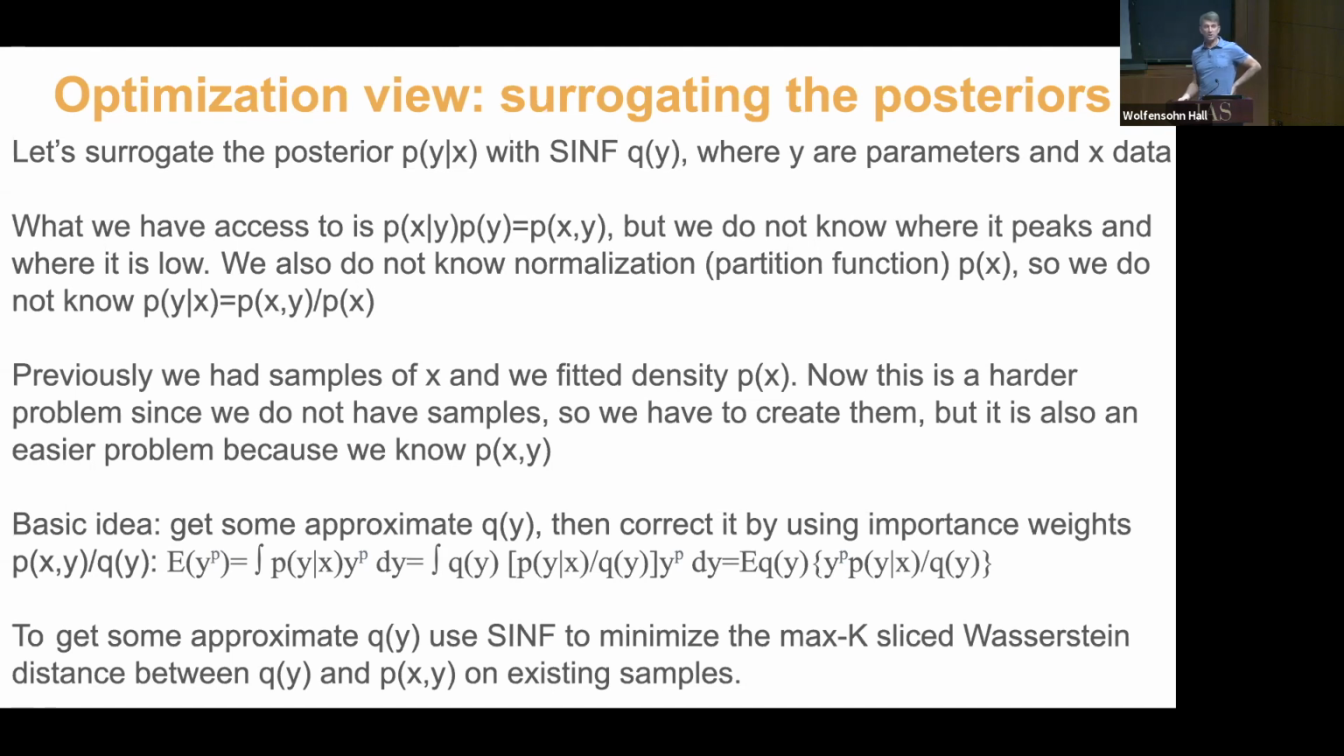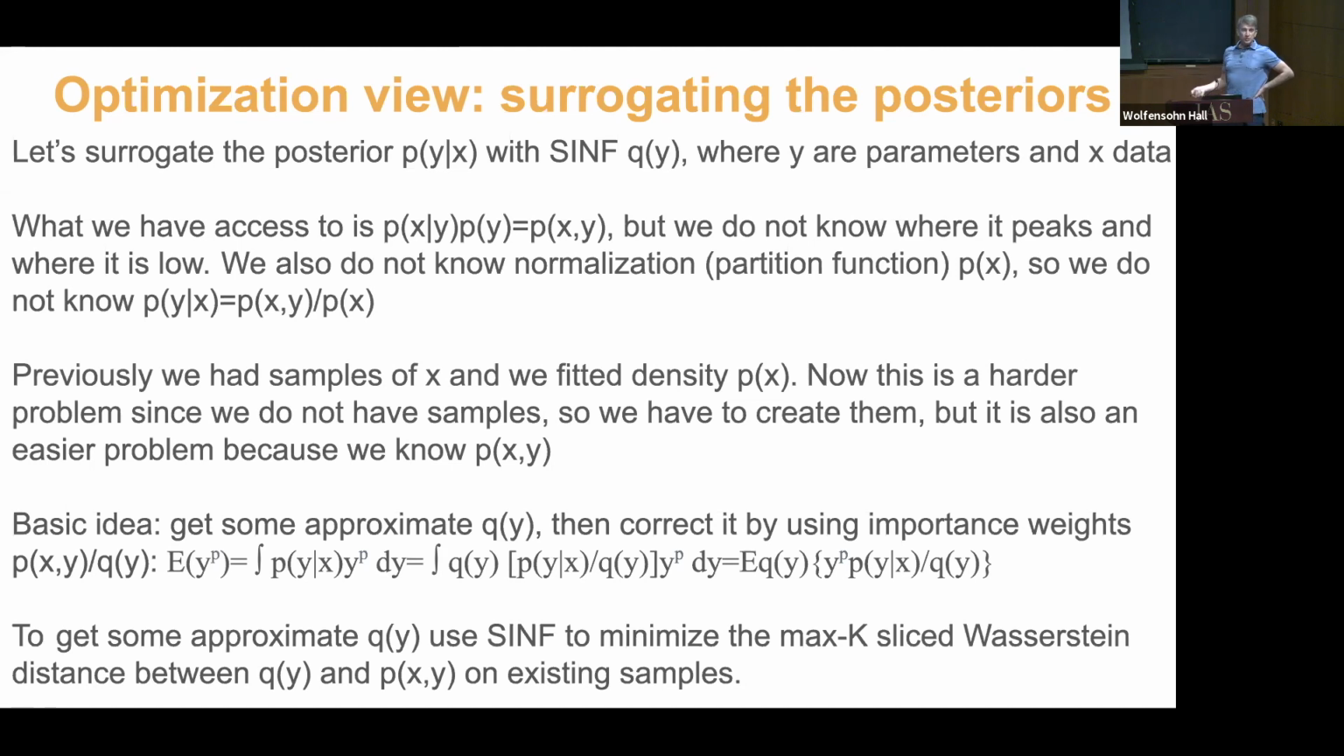We don't have samples. All we have is access to this joint probability distribution, P of x, y. We don't know the normalization, and so we don't know where to place the samples, where the density is high, where the density is low. We don't know that a priori, right? So this is why this is actually a harder task than the one I was showing before.